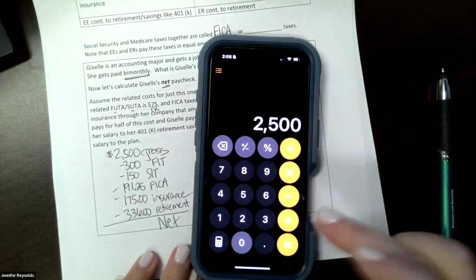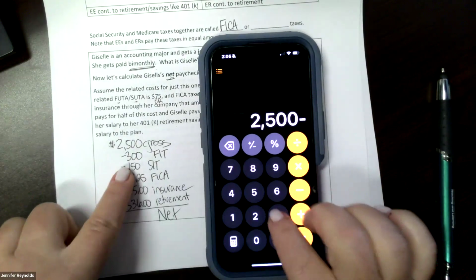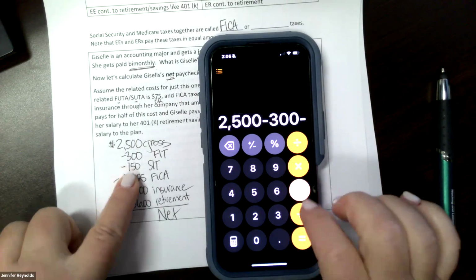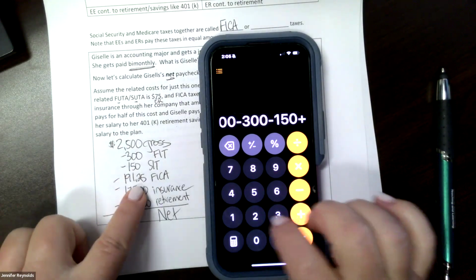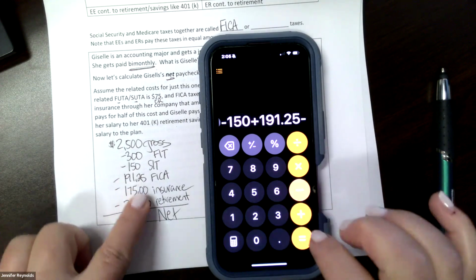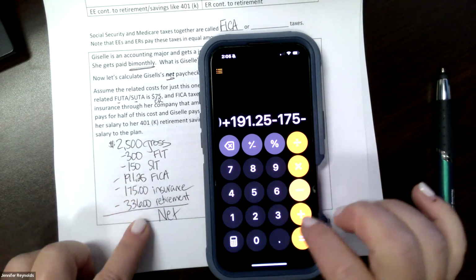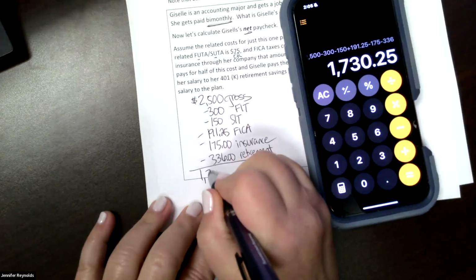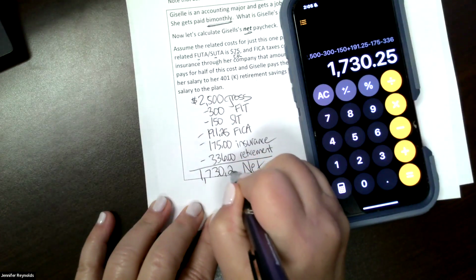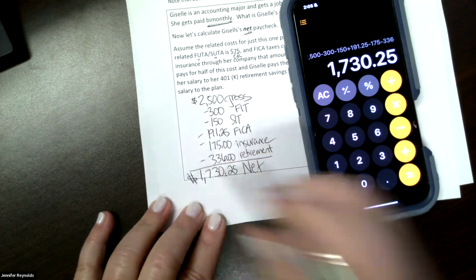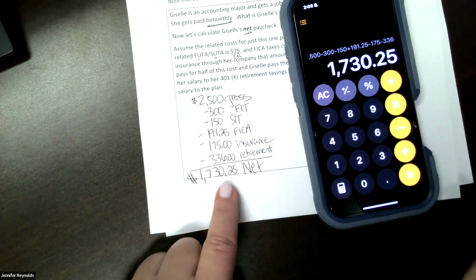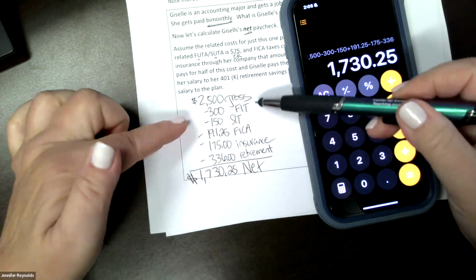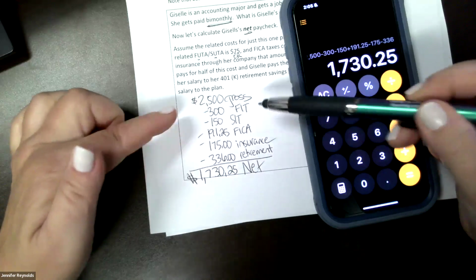Well, she started out, sounded great, $2,500, but then she had to pay 300 for that, 150 for that, 191.25 for that, 175 for that, and 336 for that. Holy smokes, poor Janelle. She ends up with only $1,730 that she can actually spend. The rest of it went to being a grown-up.